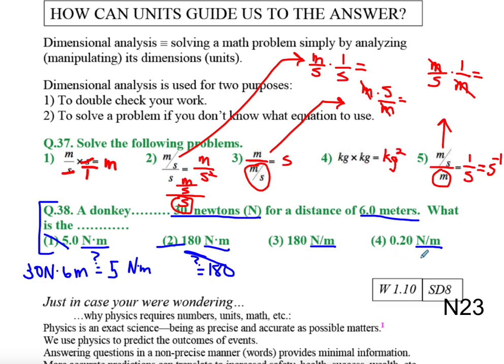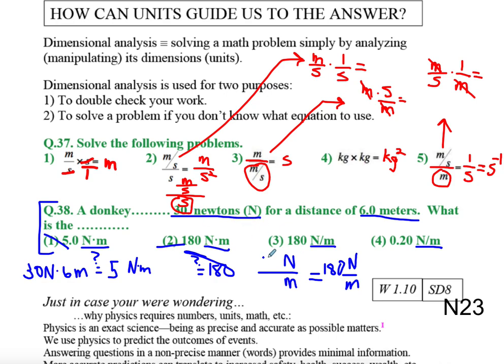Let's check out these two over here. If the answer is 180 N over M, well, the way you make an answer with newton per meter, or N over M, is if you take the number that's attached to the N and divide it by the number that's attached to the M in the question. Again, you do it just like this on the SAT too.